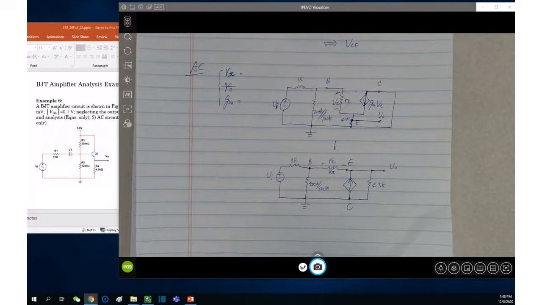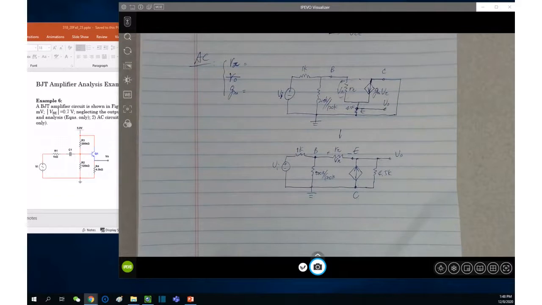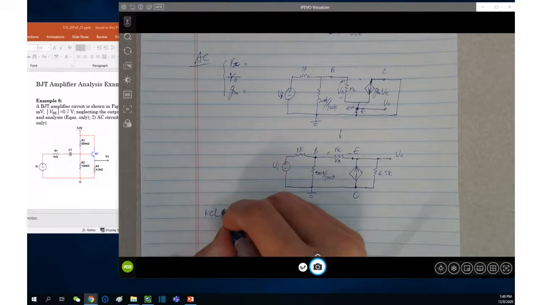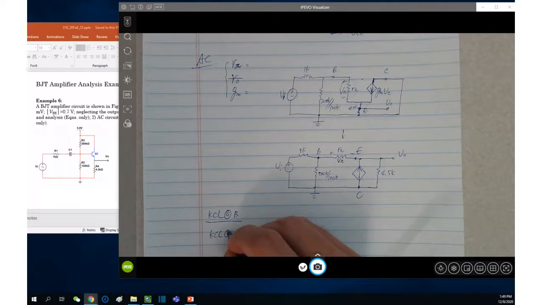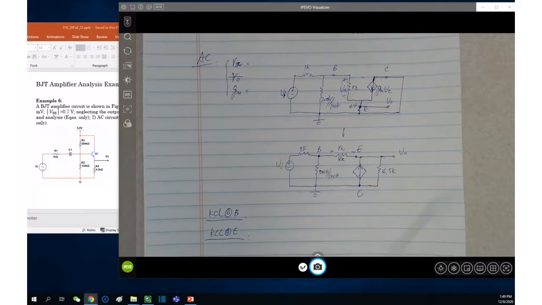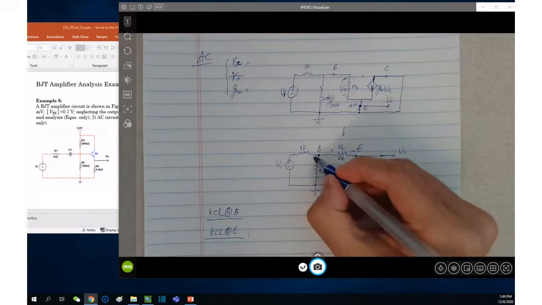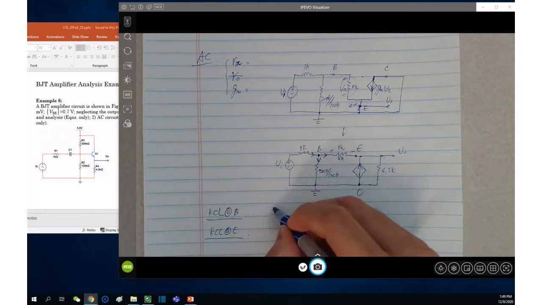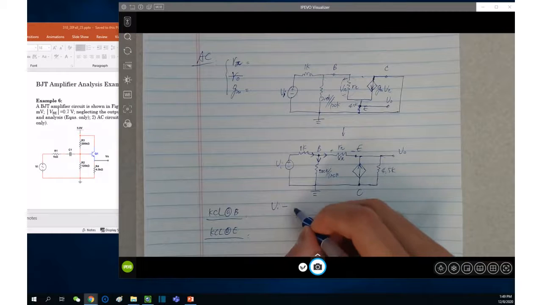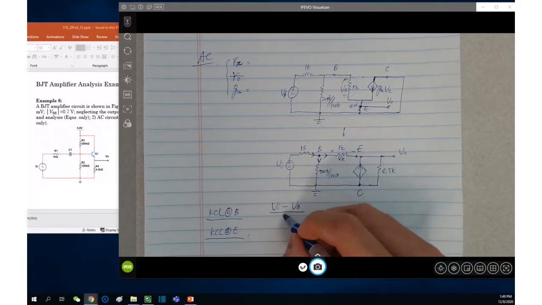And based on which I'm starting to write equations. And in this, I'm seeing 3 meshes. However, I still prefer the KCL. So one KCL at the base. And I believe another KCL at emitter is also going to be helpful. At the base, what is the current equation? So VI minus VB divided by 1K.